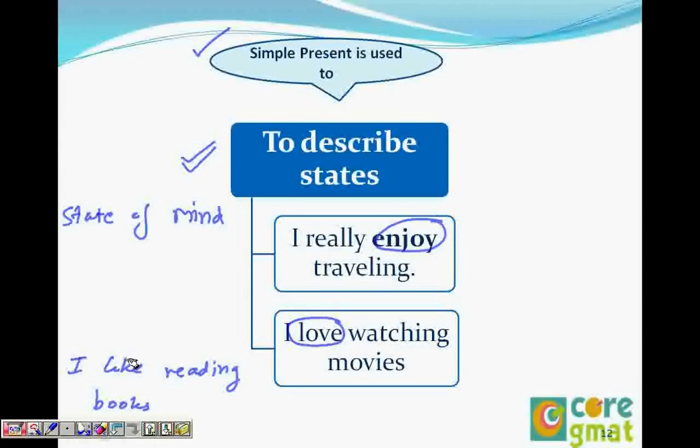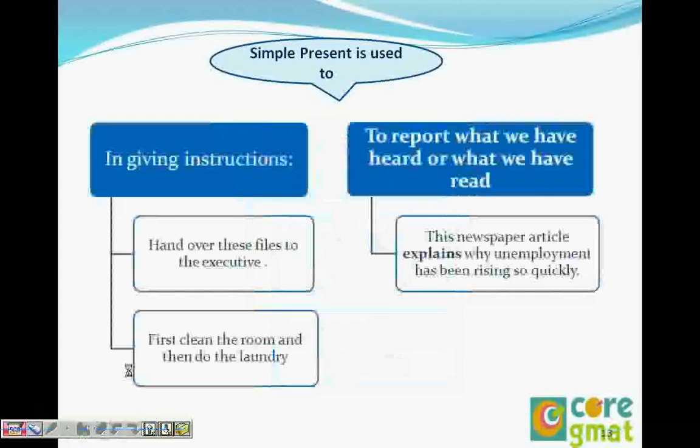Anything which describes a state of mind will always go with the simple present. Is this always so, no exception anywhere? Always, without exception. Okay, so let's go to the next slide.